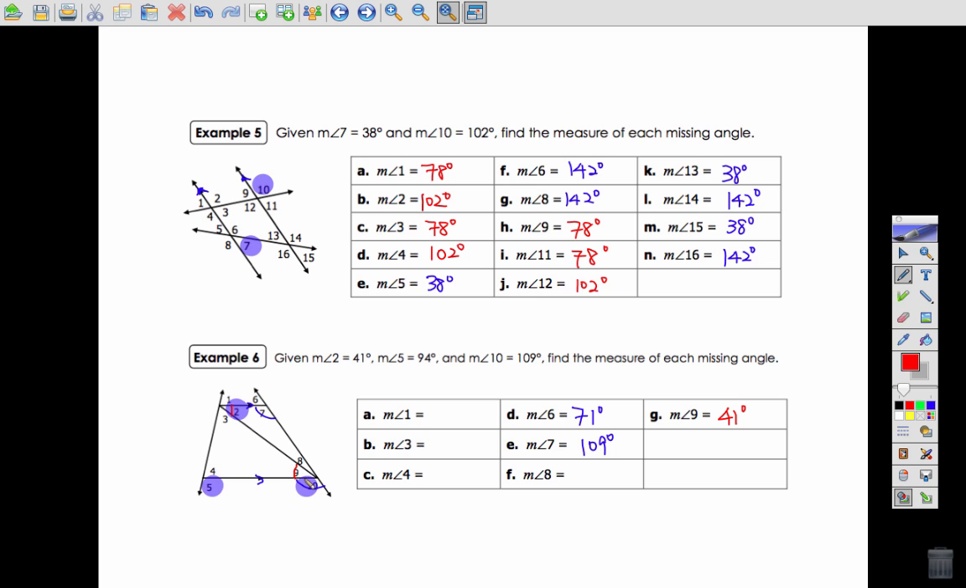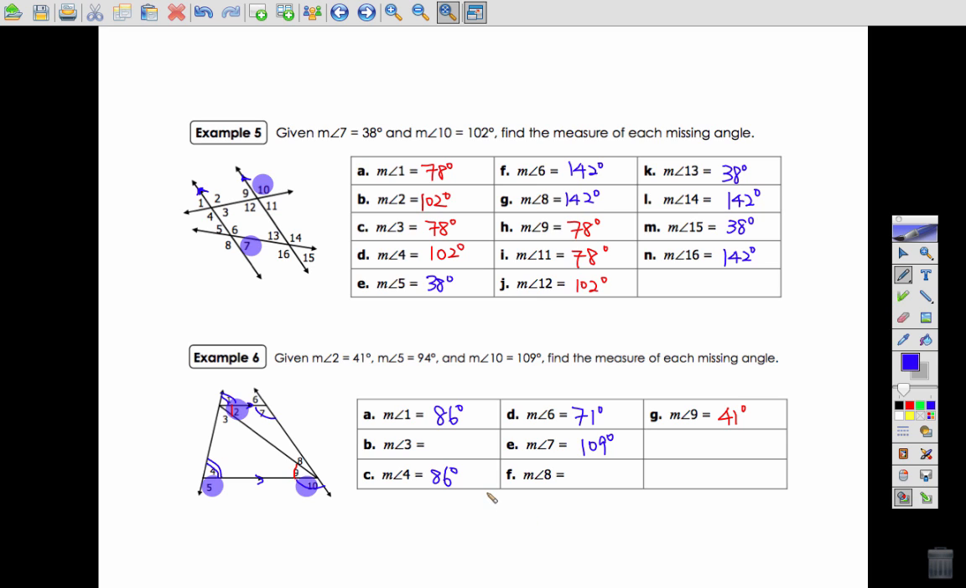And let's see, what else do we have? 5 is here, so 4 has to be 180 minus angle 5. So 180 minus 94 is 86 degrees. So this one is 86. If angle 4 is 86, angle 1 and angle 4 are corresponding angles. They must be 86 degrees, right?